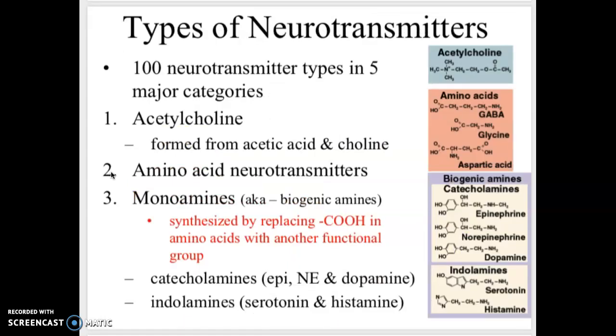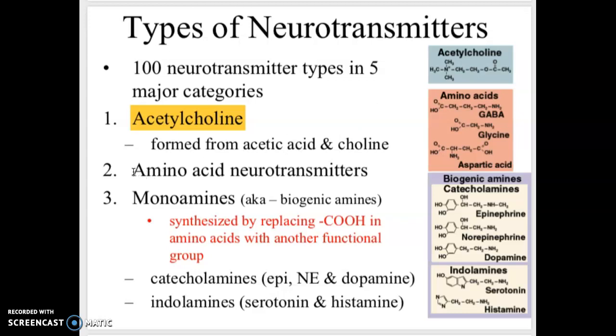So all the neurotransmitters get classified into one of five main categories. The first category is acetylcholine. Acetylcholine is this molecule here. I don't care that you know the drawing of it or anything, but just know that it is so important that it gets its own category.